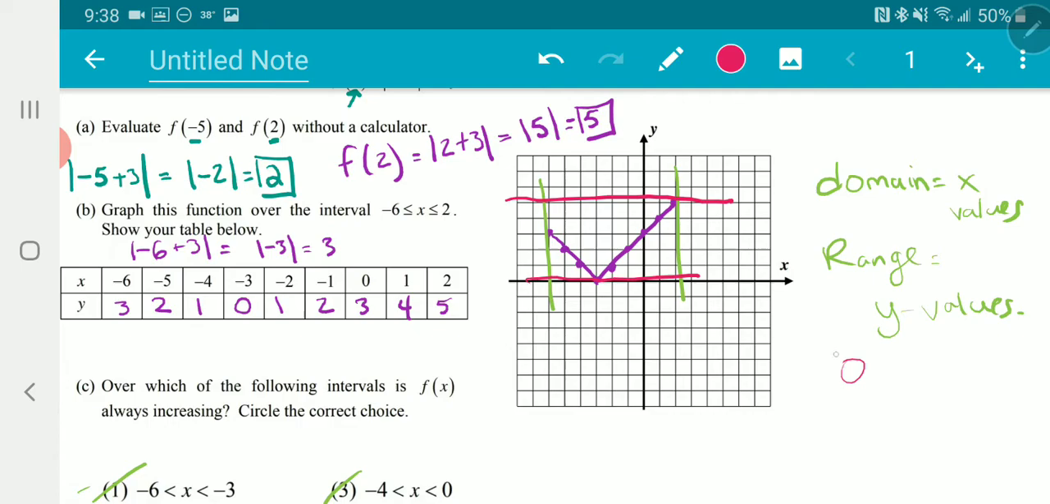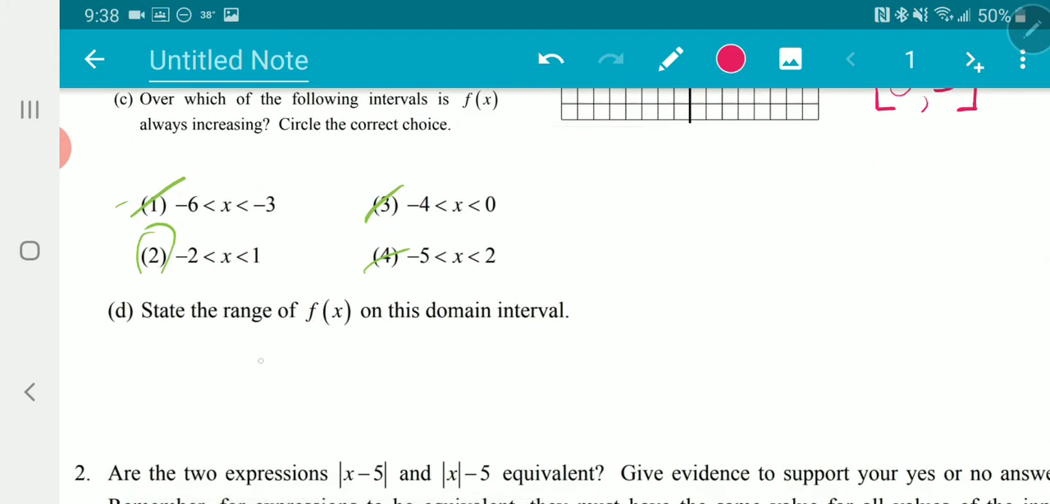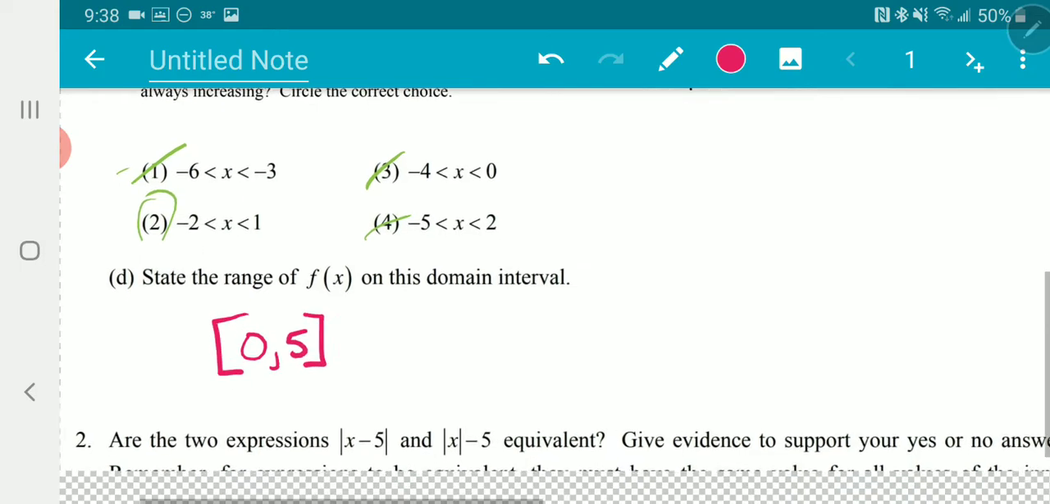And that's included, so it would get brackets. And my highest point, my y value goes up to positive 5. That's also included, so that's going to get brackets. Okay, so that would be my range. So I could come down here and write that in here. We said from 0 to 5, both of those points are included, so we get brackets.